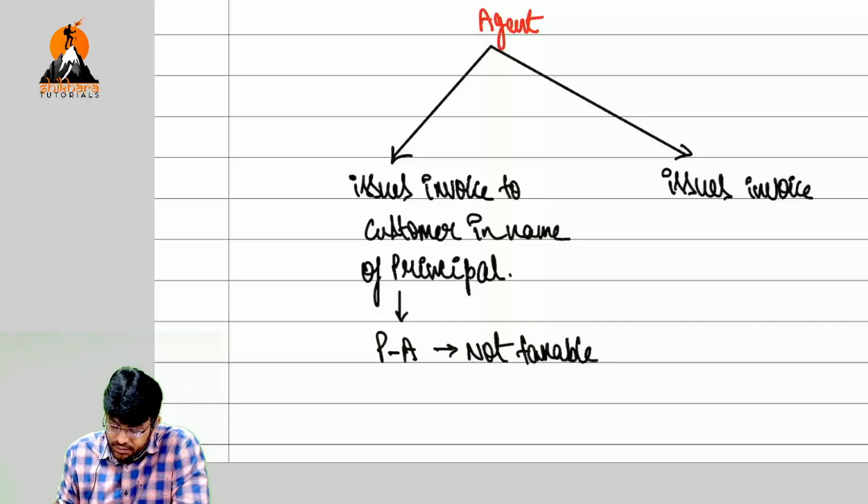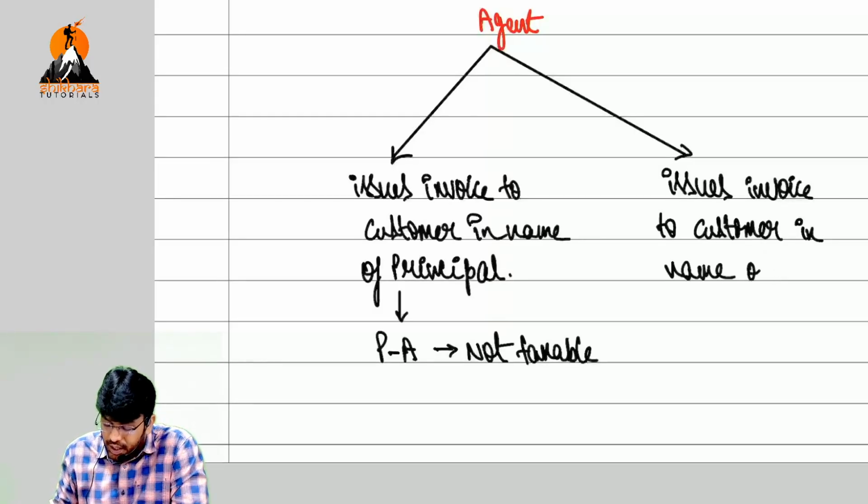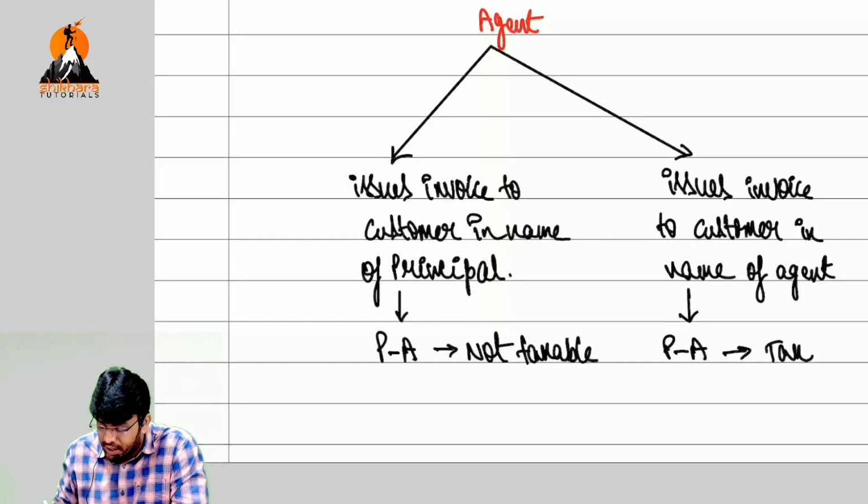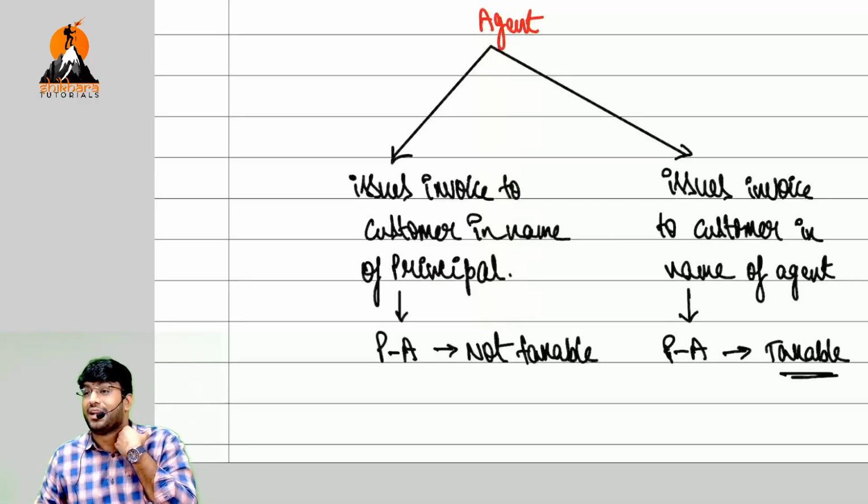Issues invoice to customer. Issues invoice to customer in the name of whom, sir? In the name of agent only. Then what will happen is very clearly P2A will definitely become taxable. I hope you are getting clarity, friends.